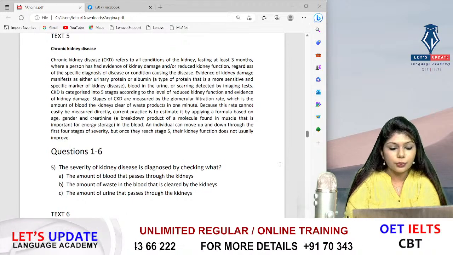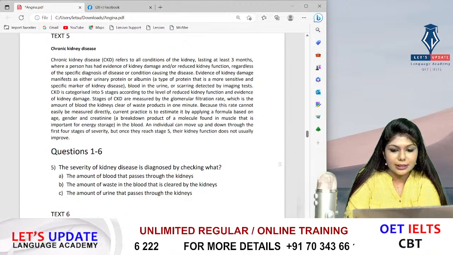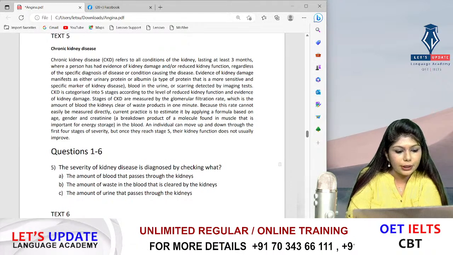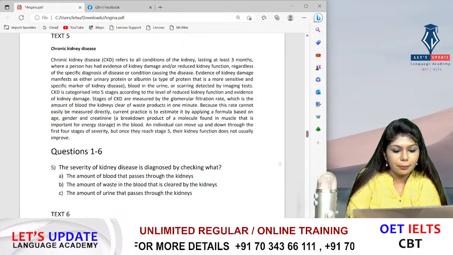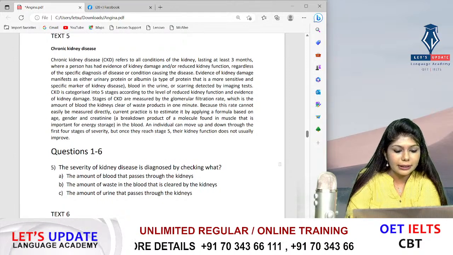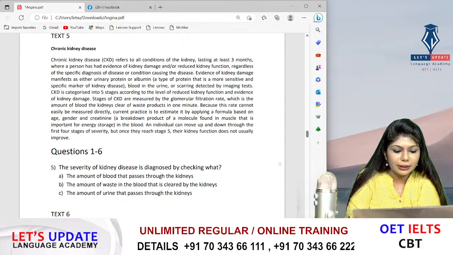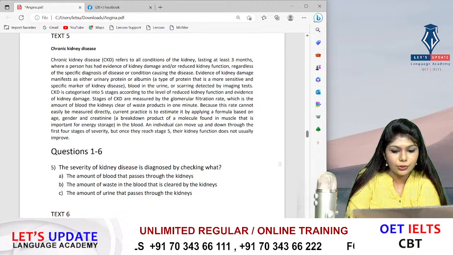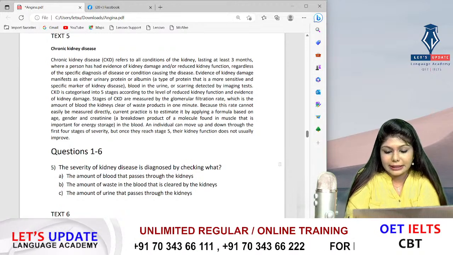So that was what the extract was about, and the question is the severity of kidney disease is diagnosed by checking what? Option A, the amount of blood that passes through the kidneys. B, the amount of waste in the blood that is cleared by the kidneys. C, the amount of urine that passes through the kidneys. These are the 3 options. So what do you think the correct answer is?